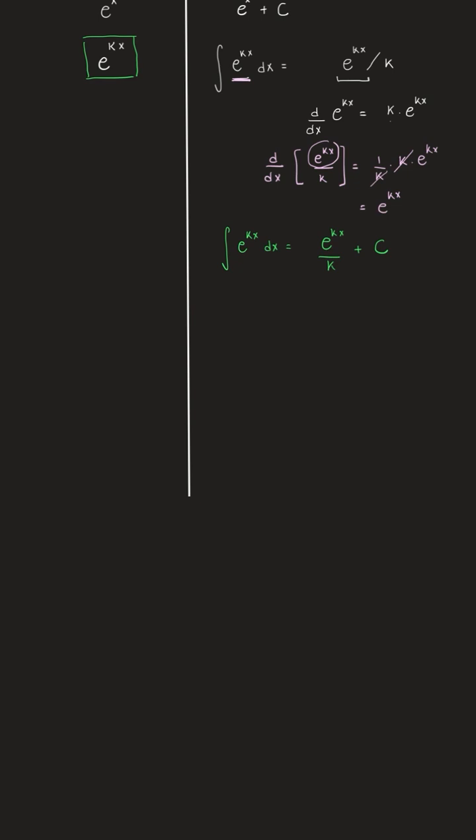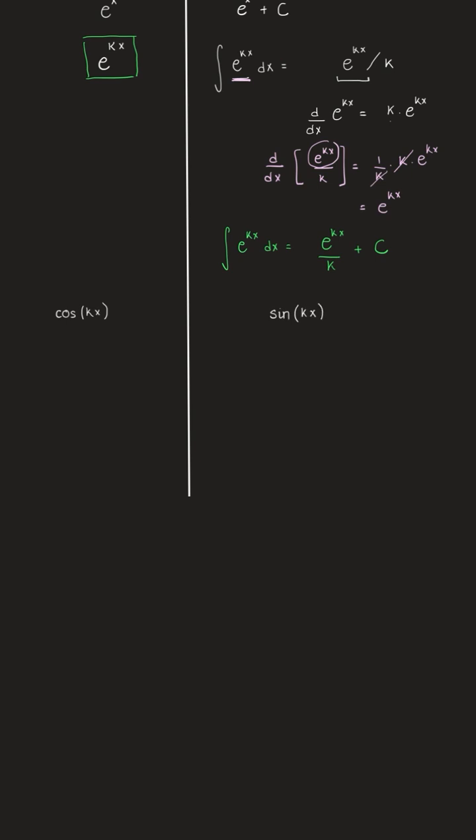Okay, so let's continue our work using the same kind of reasoning. So now let's suppose that we have the cosine of kx as the derivative function, the rate of change function. So we want to undo the derivative. We want to find a function whose derivative is cosine of kx. Well, we know that the derivative of sine is cosine. So I'm going to start with sine of kx.